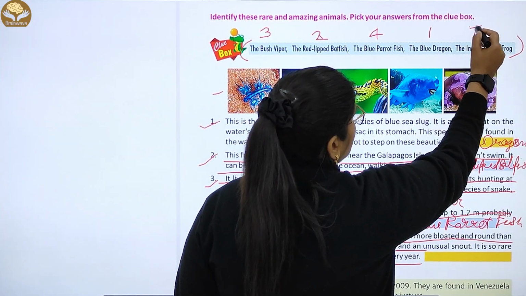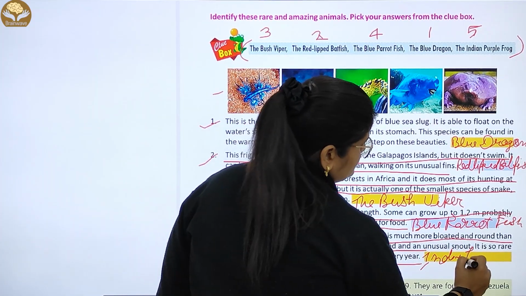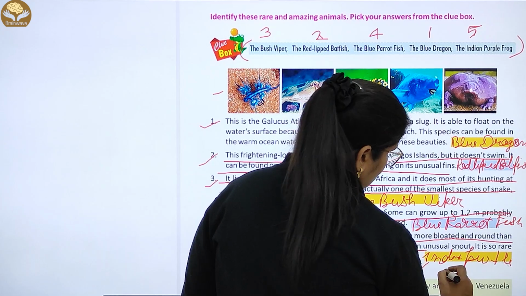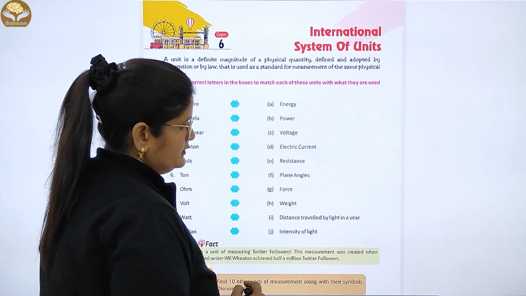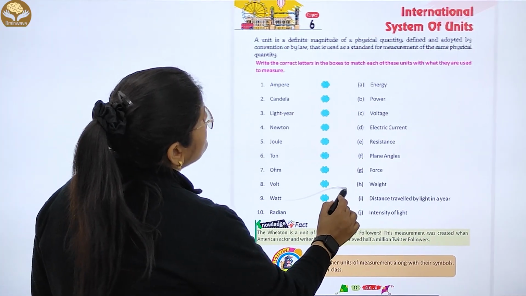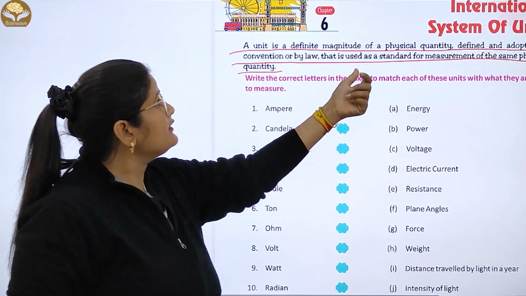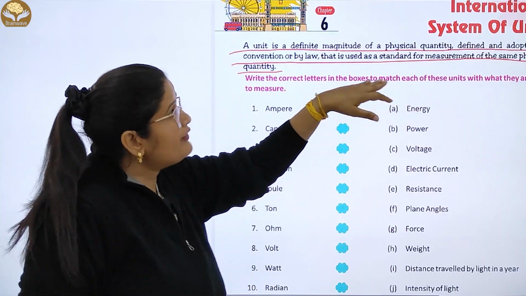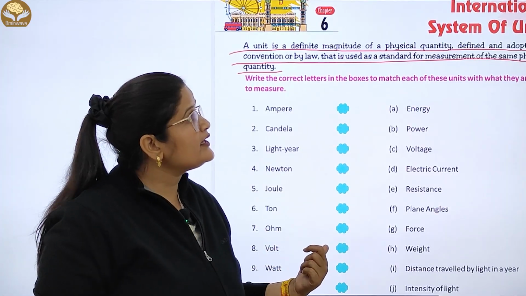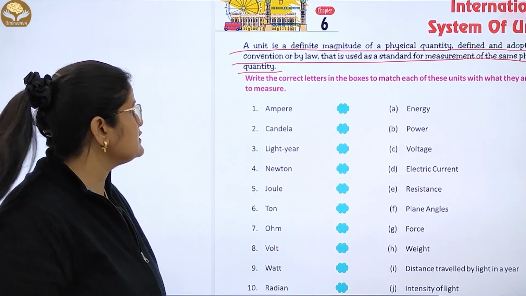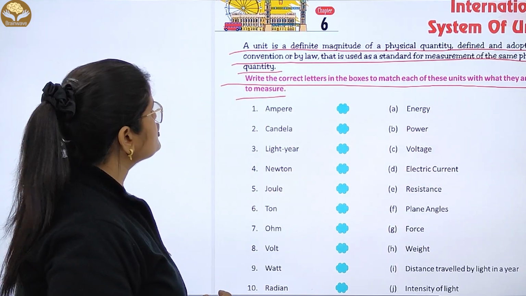This one is the Indian purple frog. Okay, now let's come to the next chapter. International System of Units. A unit is a definite magnitude of a physical quantity defined and adopted by convention or by law, that is used as a standard for measurement of the same physical quantity. Write the correct letters in the boxes to match each of these units with what they are used to measure.